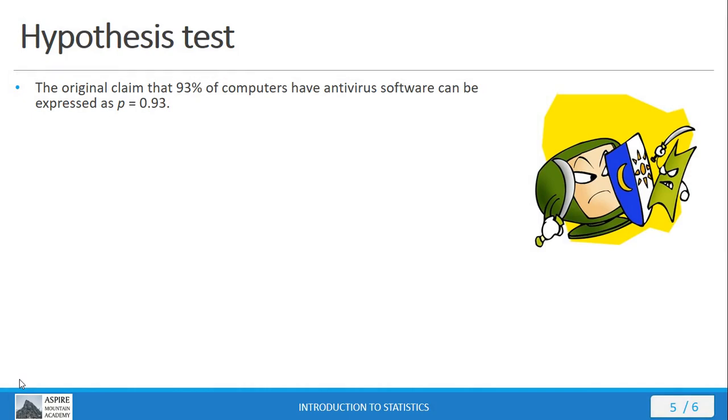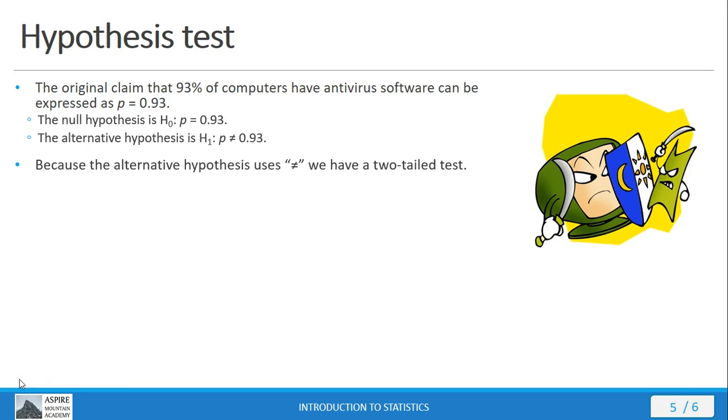Looking at the hypothesis test itself, the original claim that 93% of computers have antivirus software, we can express with the lowercase letter p equal to 0.93. This is going to be the null hypothesis. Well, it can't also be the claim. It has to be the null hypothesis, because any semblance of equality goes with the null hypothesis. So for the claim, we have to take the complement of that to get the alternative. The alternative here is that the proportion is not equal to 93%. And of course, because we have the not equal to sign there, that means we're going to have a two-tailed test.